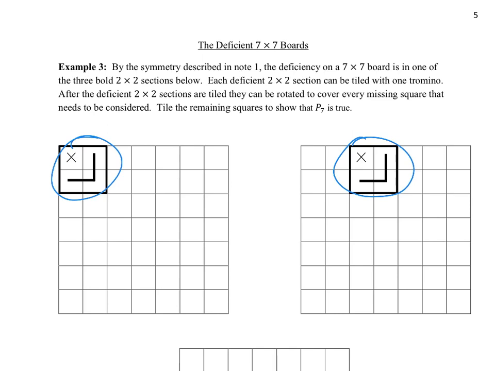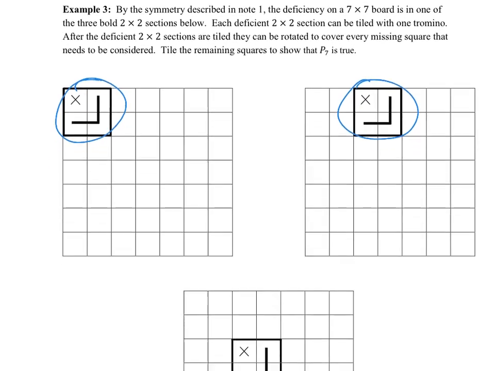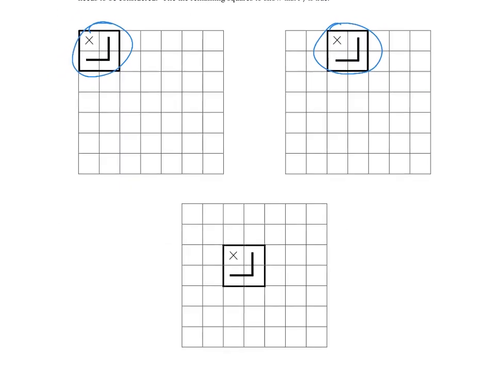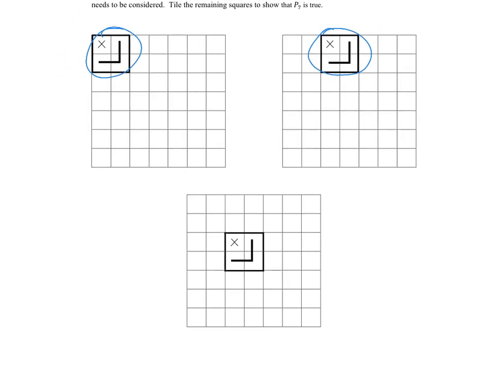symmetries in mind, we're going to try to show that P sub 7 is true, and there's really 3 cases to look at. So my 3 cases, fit on the screen right now, are shown. If we can somehow tile in the rest of the space on these 3 boards, it would show that all 7x7 grids can be tiled when they're deficient. So once again, give this a try and see if you can finish off the tiling. I'll put the solution on the screen in just a moment.